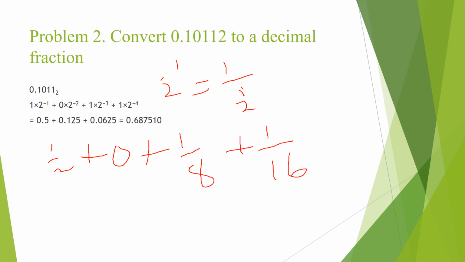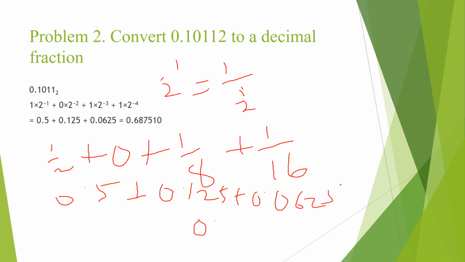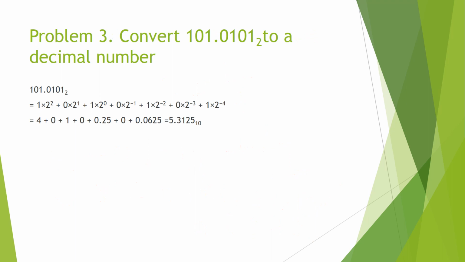So the equivalent decimal number is 0.5 plus the other one, 0.125, then plus 0.0625, and when you add these you get 0.6875 base 10. So that is how we convert the fraction part.